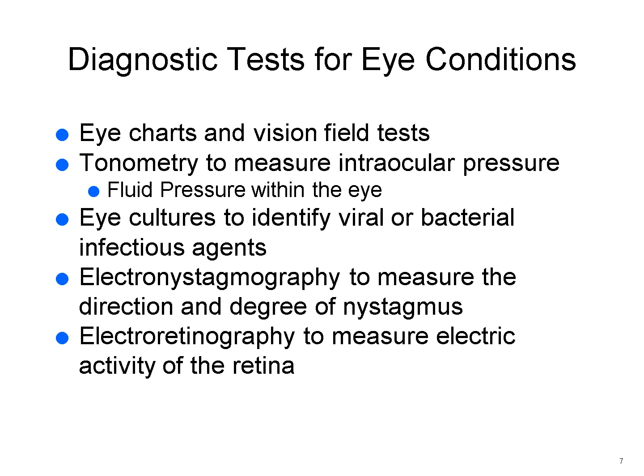Advanced tests include electronystagmography, which tracks the direction and degree of involuntary eye movement, or nystagmus, and electroretinography, which measures the electrical activity of the retina. These specialized tests provide insight into deeper neurological or retinal issues affecting vision.